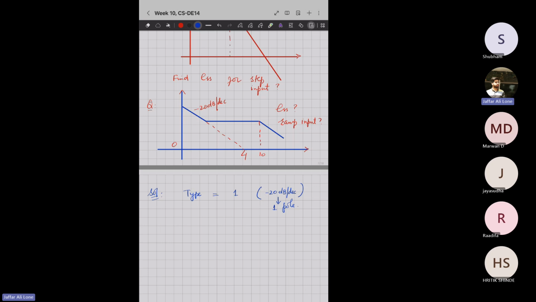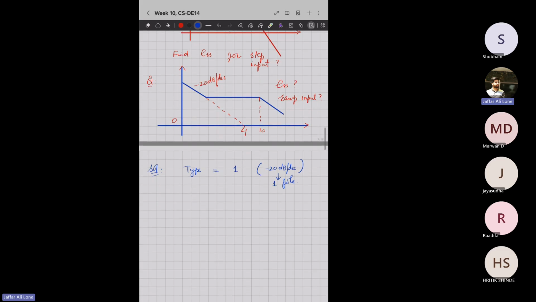Very good. Now you know that for a type 1 system, when you apply a ramp input, the steady state error is finite. Make sure you cross verify this, otherwise you will make a mistake. First identify whether the steady state error will be finite or not, otherwise you can directly write 0 or infinity. After finding the type, for a type 1 system with a ramp input, the steady state error is given by 1 divided by Kv.